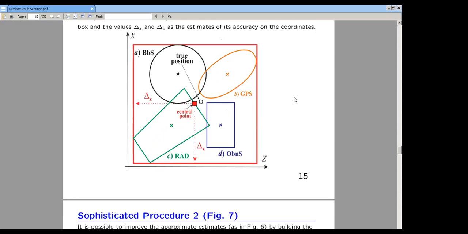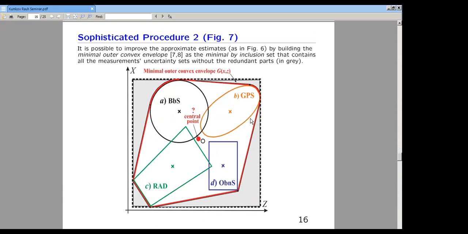This is very often used in practice, I underline. But this procedure can be enhanced or sophisticated. Namely, let us construct the minimal outer envelope, convex envelope, of course, of these uncertainty sets, and let us give out as an estimate its central point. In this procedure, the gray parts do not participate in further construction of the central point, and its value is more accurate, as the simulation and practical measurements show.